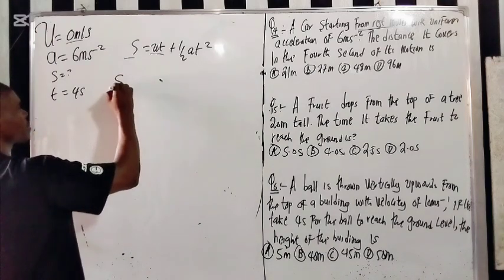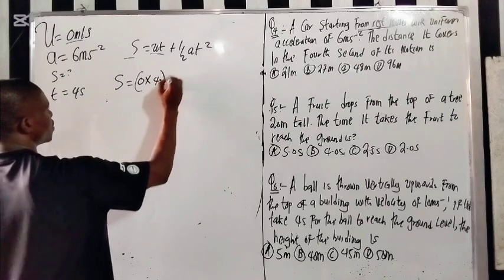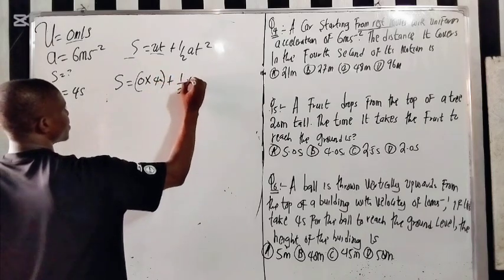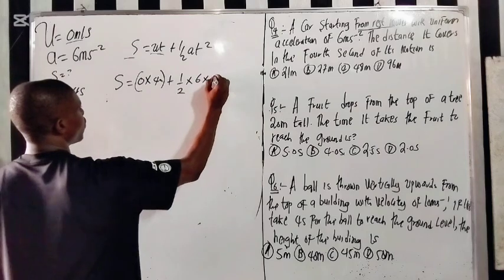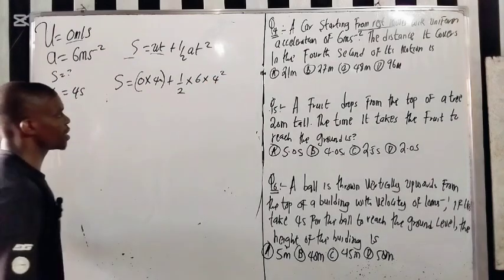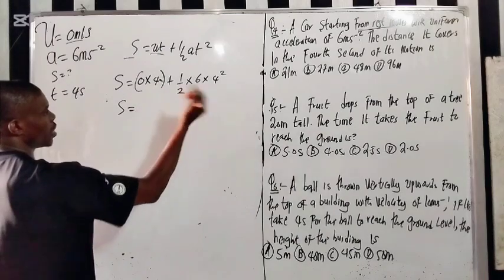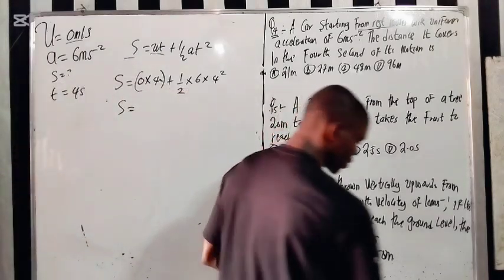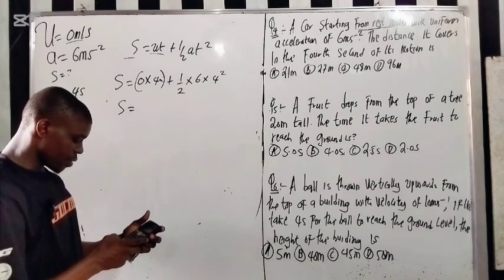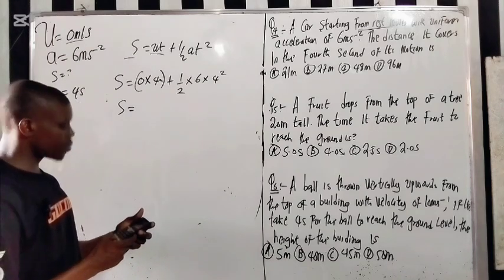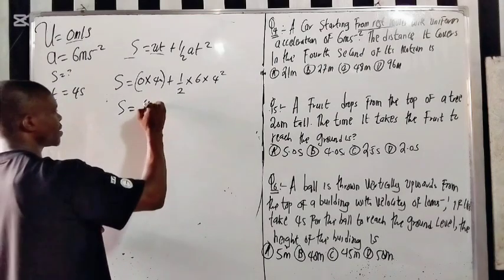So it will be s equals 0 times 4, right? Plus half times my a. What is my a? 6 times my time is what? Is 4 squared. Do you see that? Remember, the other option will be 0. x equals what? 0. Let's ignore it here. 4 squared is what? 4 times 4, 16, times 6 is 96, divided by 2. You have 48.